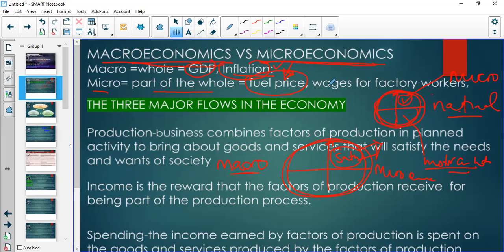Remember that. But if we are looking at the South African economy as part of the global economy, then an increase in the prices in South Africa is just a part of the micro, because we're looking at the whole world where the prices are stable, but then prices in South Africa are rising. So that's just micro. But remember, we're going to focus on our economy here in South Africa. So we look at wages for factory workers, the prices of agricultural products. So that's going to be microeconomics.